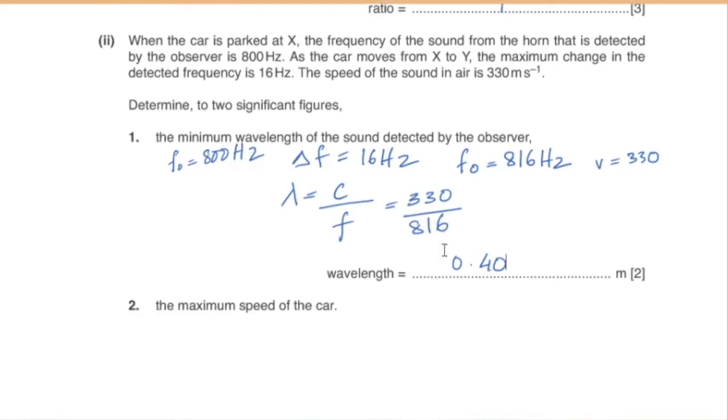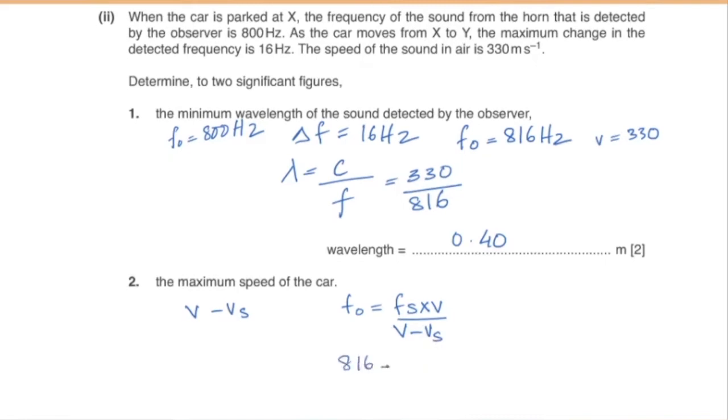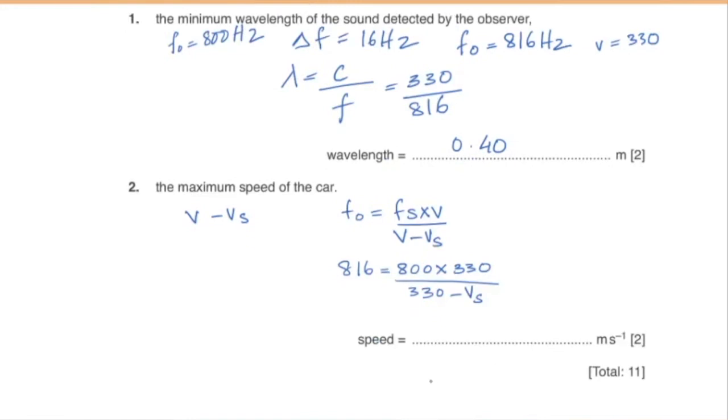Now determine, to two significant figures, the maximum speed of the car. At maximum speed of the car, V minus Vs, which is the denominator of our main formula, observed frequency equals frequency of source into V divided by V minus Vs. At maximum speed of the car, V minus Vs is going to be the minimum, and the observed frequency is going to be the maximum that's observed, which is 816 Hz. So 816 equals frequency of the source of sound at point X, that is 800, into the speed of sound in air divided by speed of sound in air minus speed of the source of the sound. And when you rearrange your formula, you get the speed of the source of the sound as 6.47 meters per second.